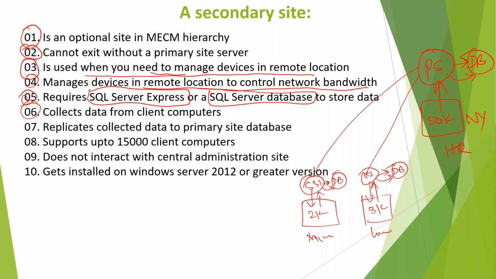Now whatever data the secondary has collected, it is going to pass on to the primary site database. So that is what it is saying. It is going to replicate the data to the primary site database. It can support up to a maximum of 15,000 client machines. The maximum number of client machines a secondary can have is 15,000.